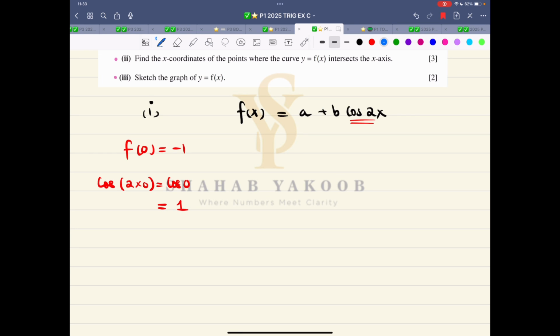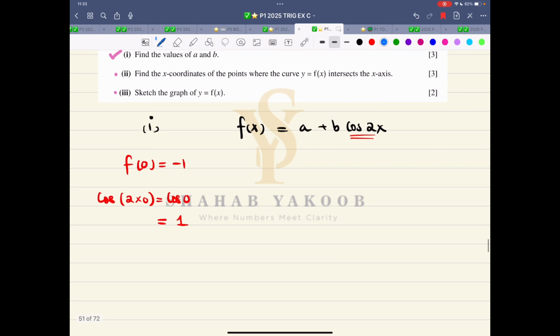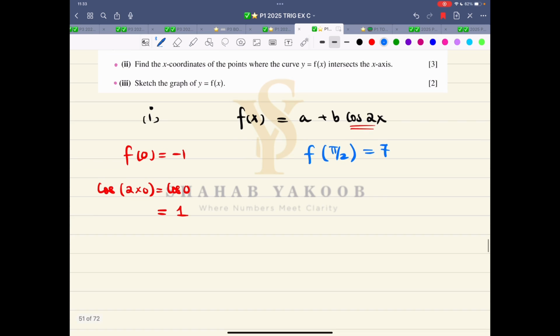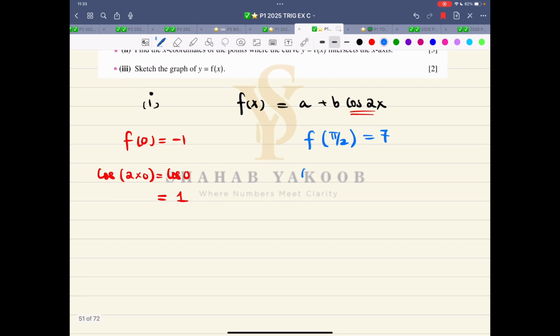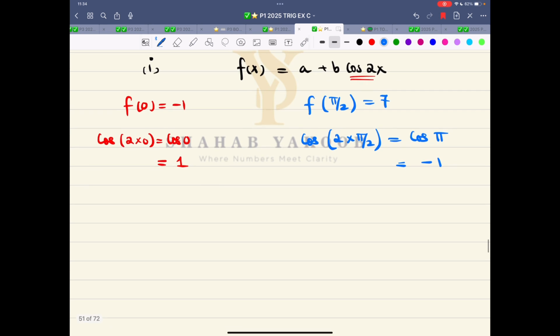Let me also write down the next value, f(pi/2) equals 7. So over here, cosine of 2 times pi by 2 is cosine of pi, and cosine of pi is -1. So I have done the calculation first. Now let me get started.